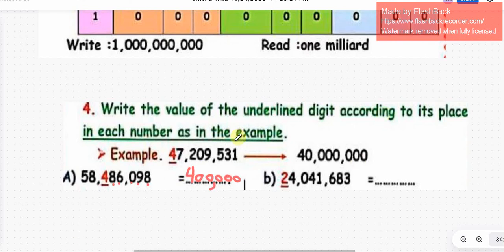Now the value of 2, take digit 2 out. How many zeros in front of it? 1, 2, 3, 4, 5, 6, 7. Don't forget your comma. 1, 2, 3, comma. 1, 2, 3, comma.